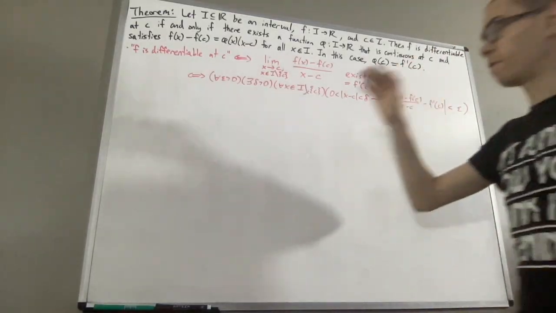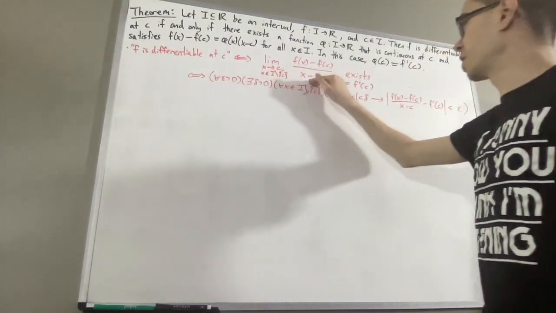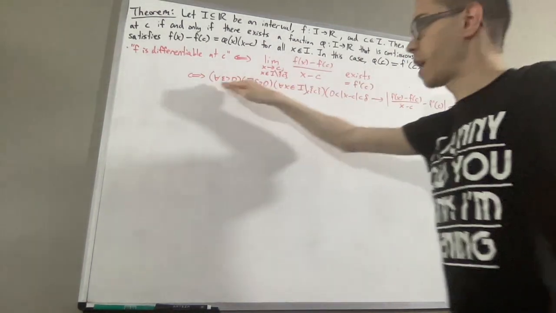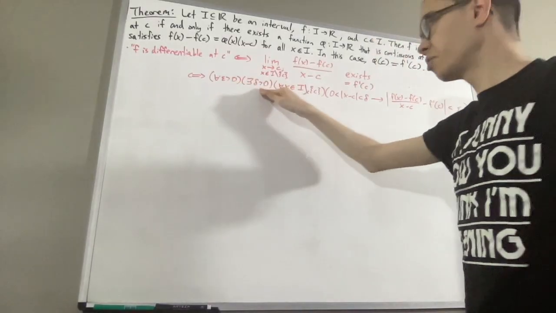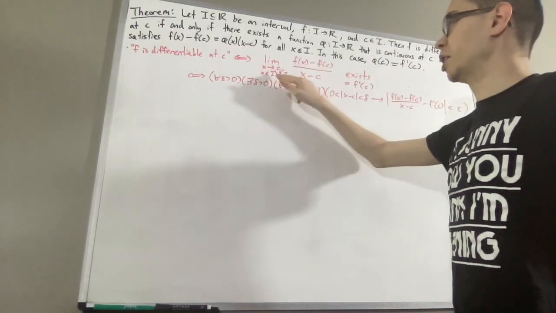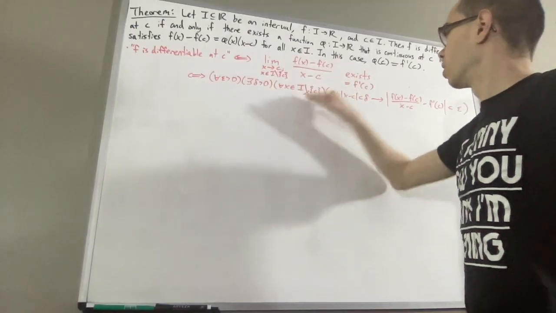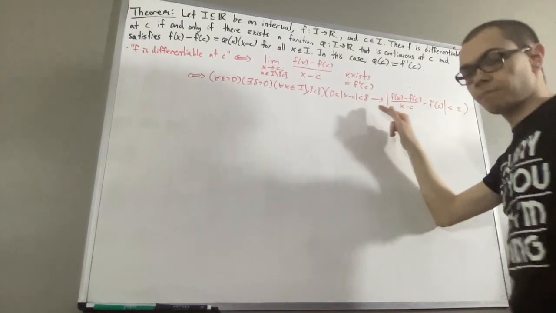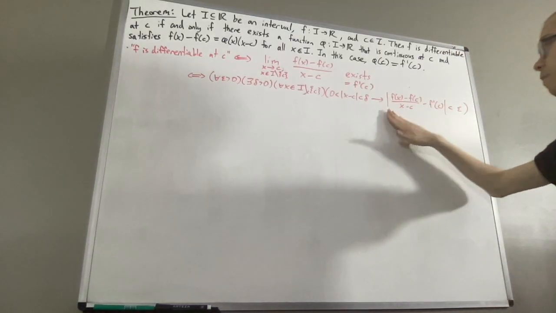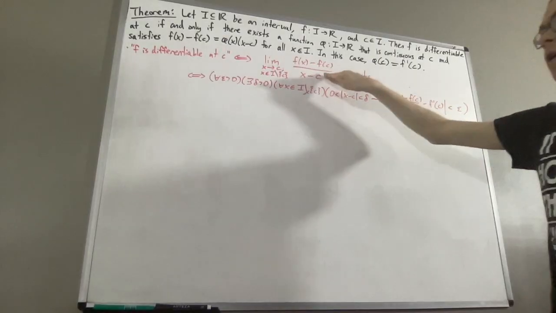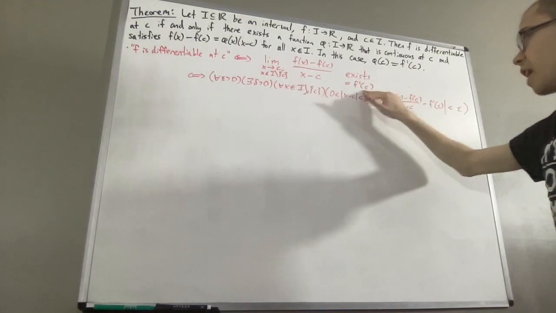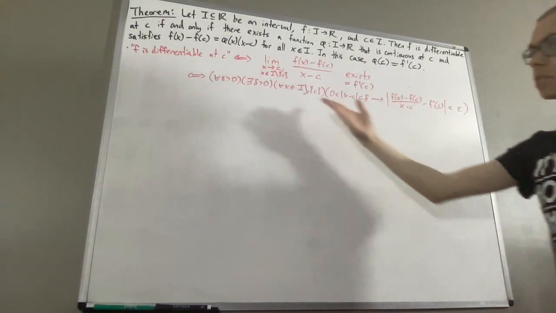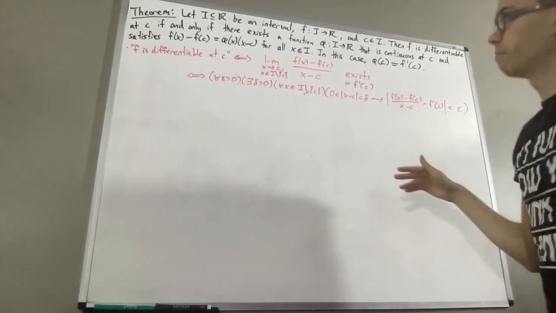By the epsilon delta definition of a limit, to say that the limit of this function is equal to f prime of c means this. So we have for every epsilon greater than 0, there exists a delta greater than 0, such that for all x in the domain of our function, if 0 is less than absolute value of x minus c is less than delta, then the absolute value of the output value of our function at x minus f prime of c is less than epsilon. Right, so this is what it means for f to be differentiable at c.